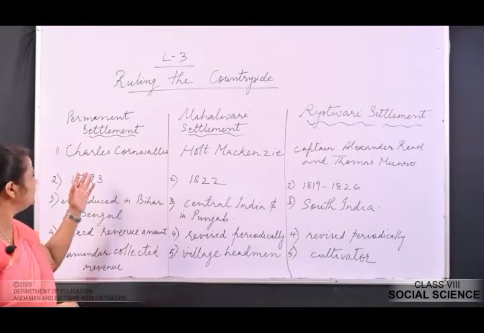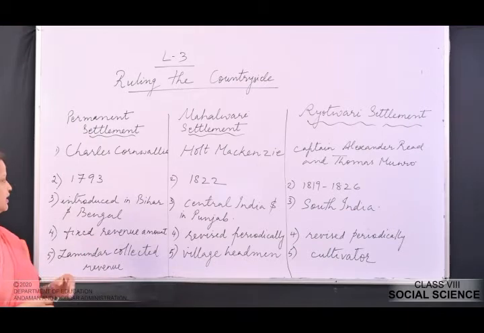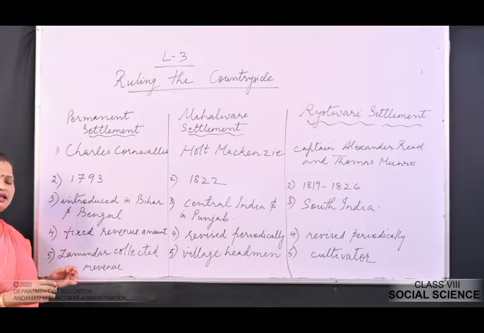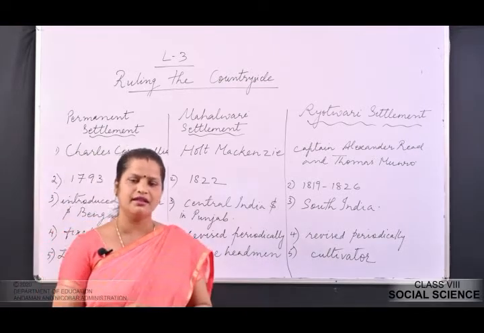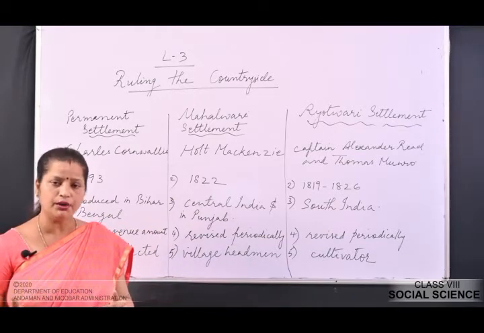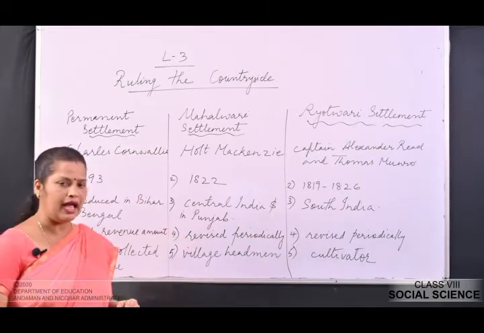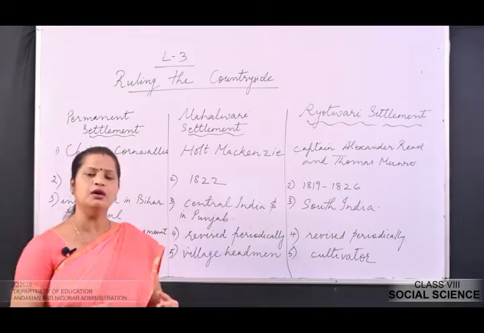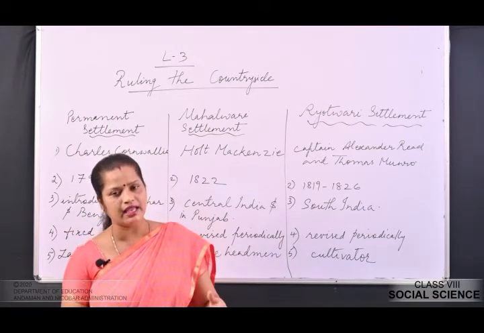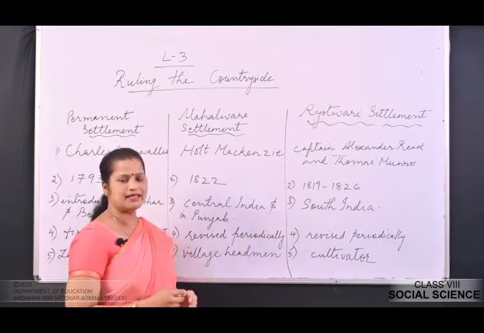So we have seen Permanent Settlement was introduced by Charles Cornwallis in 1793 and it was introduced in Bihar and Bengal. Here the revenue was fixed. It means the revenue amount will not be increased or decreased in the near future. And the zamindar used to collect rent from the farmer and give the fixed amount as revenue to the company. Okay? Then Mahalwari Settlement.